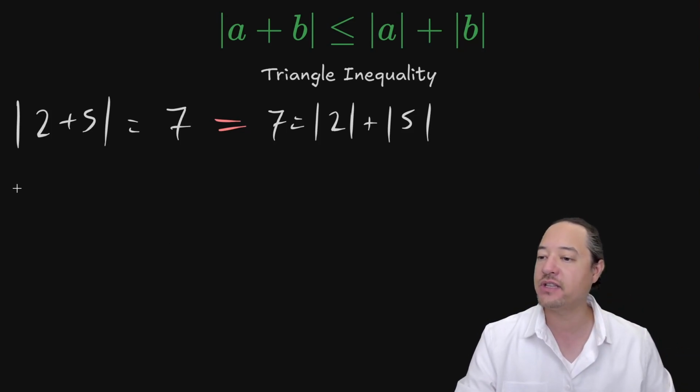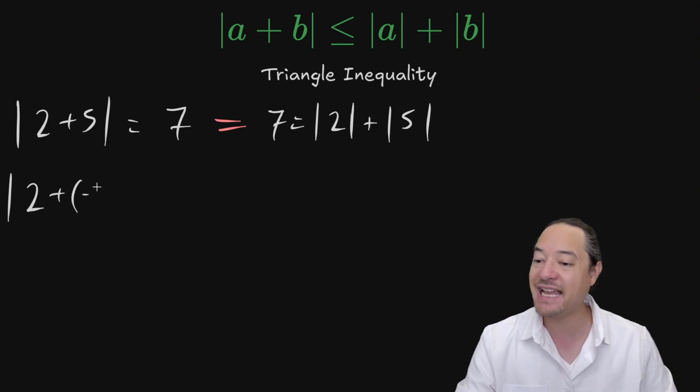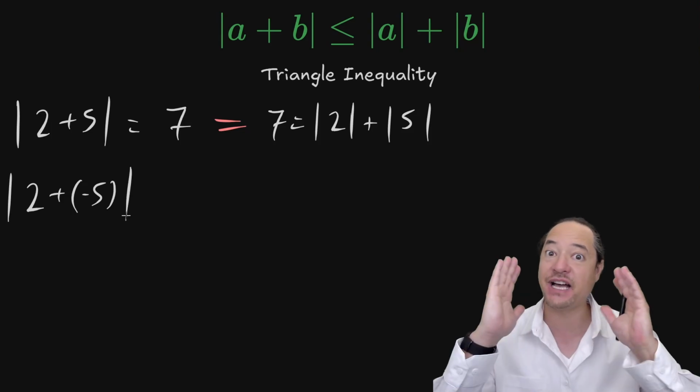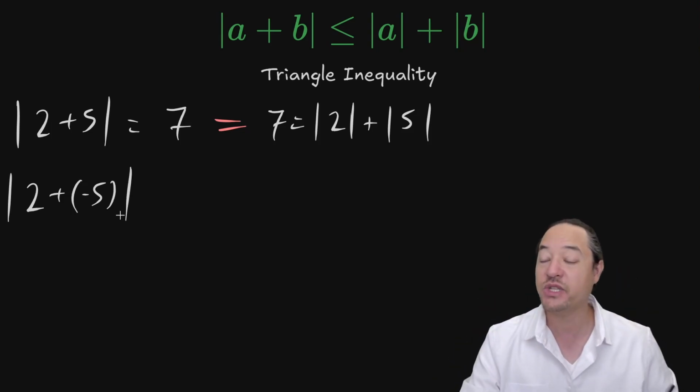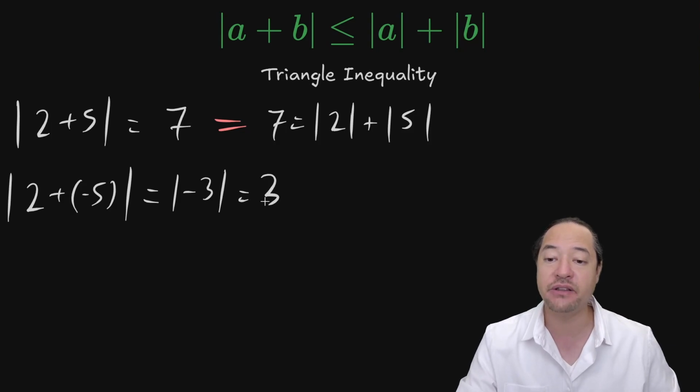But what if I change things a little bit? What if I have the absolute value of 2 plus negative 5 in here, and I take the absolute value of that entire expression? What's this going to be? Well, I know that 2 plus negative 5 is the same as 2 minus 5, and that's going to give me a negative 3. So this is essentially the absolute value of negative 3, and that will be 3.